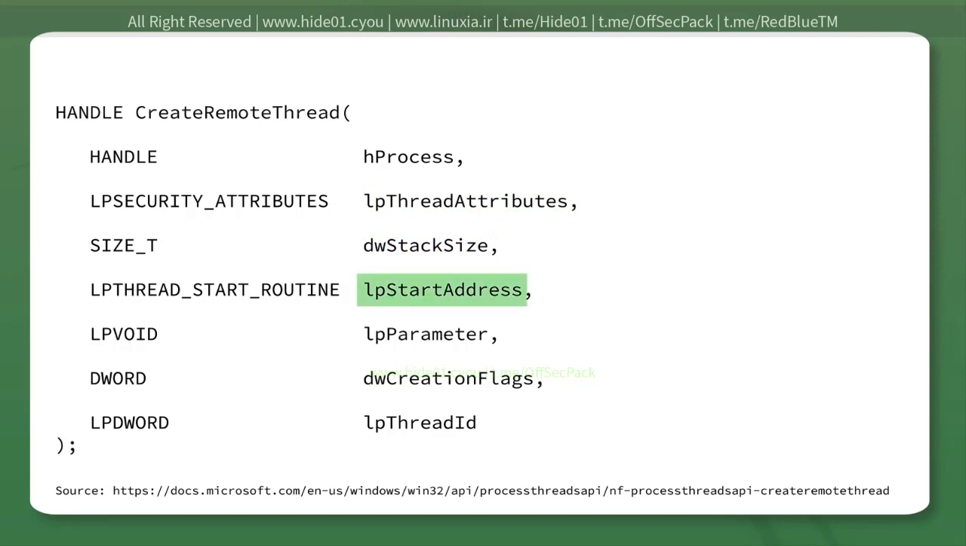For the fourth argument, we must specify the starting address of the thread. In our case, it must be equal to the address of the buffer we allocated and copied our shellcode into inside the explorer.exe process. The next argument is a pointer to variables that will be passed to the thread function pointed to by lpStartAddress. Since our shellcode does not need any parameters, we can pass a null here. The remaining 2 arguments include various flags and an output variable for a thread ID, both of which we'll ignore.